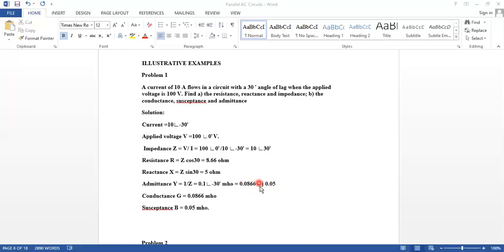Now the real part of this value is the conductance, and the imaginary part is the susceptance. So this is how, for a simple problem, when current and applied voltage are given, we find the impedance, and from the impedance we find resistance and reactance, and then the admittance by taking the reciprocal of impedance, then conductance and susceptance. It's a very simple problem. Let us move on to the next problem.